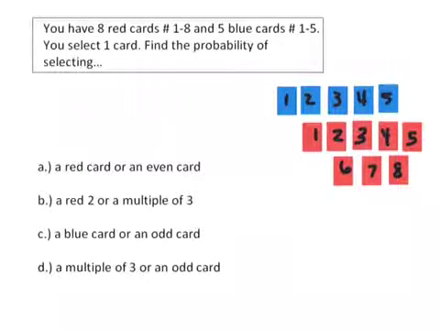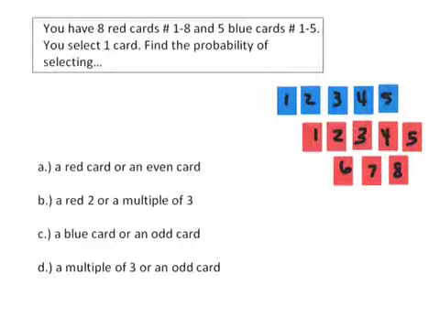Okay, in this example you have 8 red cards numbered 1 through 8 and 5 blue cards numbered 1 through 5. You're going to select one card. So find the probability of selecting, part A, a red card or an even card.